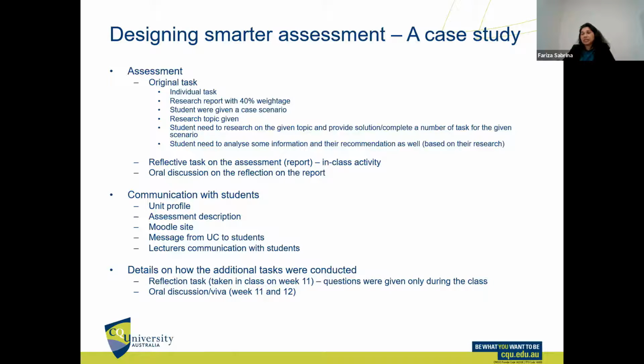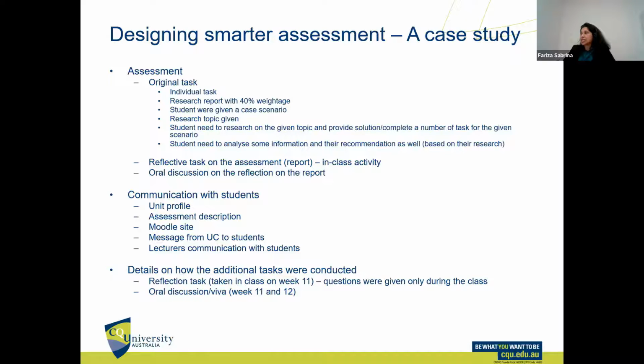And also lecturers needed to communicate with the students so that students have a clear picture of the tasks that they are supposed to do. We haven't given the reflective task beforehand, but on the day of the task in class, we gave some questions. Since it was on a trial basis this time, the questions were randomly selected, but as a unit coordinator, I have prepared a few questions and given them to the lecturers beforehand, and lecturers randomly asked a couple of questions to the students.